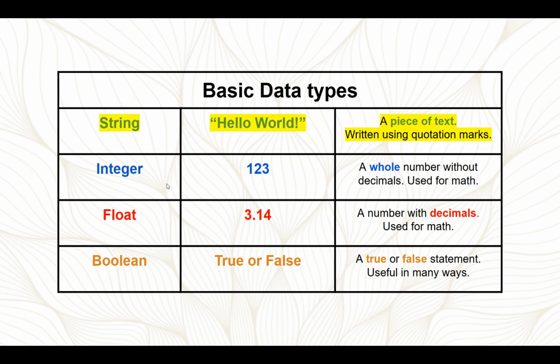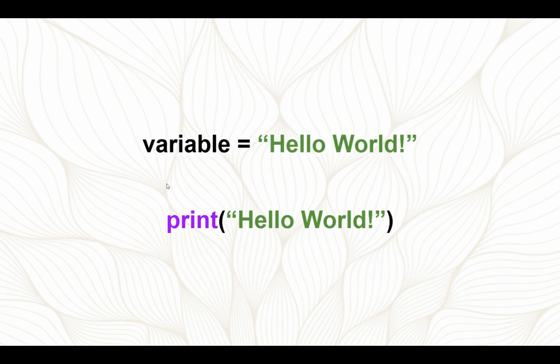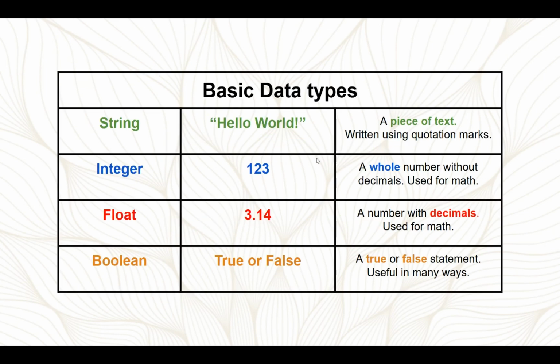A string is basically a piece of text written using quotation marks. Whenever you're trying to write a piece of text, you just include it in quotation marks to let the computer know that what you're writing is a string. With strings, we can write a text and store it in a variable, or we can print the text. It's like our little message. We can post it anywhere, and it's very cool.